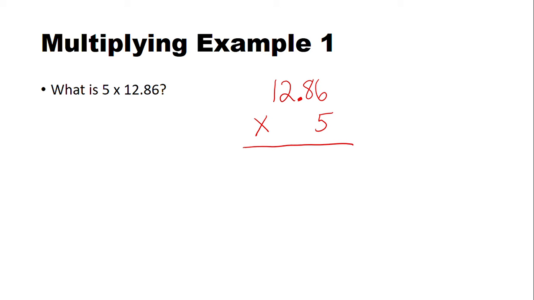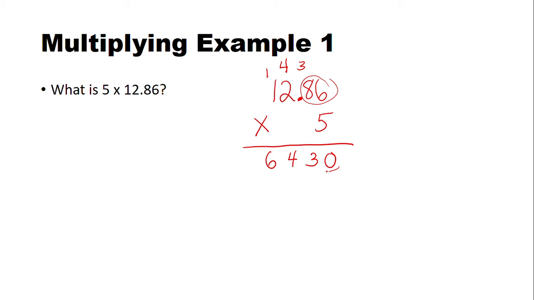Okay, so just following the standard algorithm for multiplying multi-digit numbers. So we have 5 times 6 is 30, and then 5 times 8 is 40, plus the 3, carry the 4. 5 times 2 is 10, and 4 is 14, and the 1 goes here. 5 times 1 is 5, plus 1 is 6. And so right now we have the number 6,430, but we can see that we have 2 decimal places in use here.